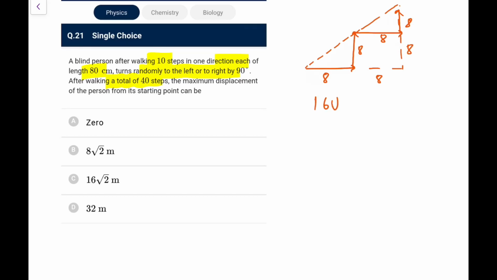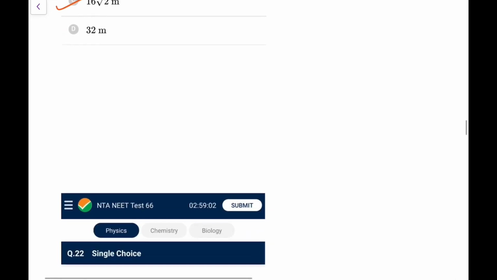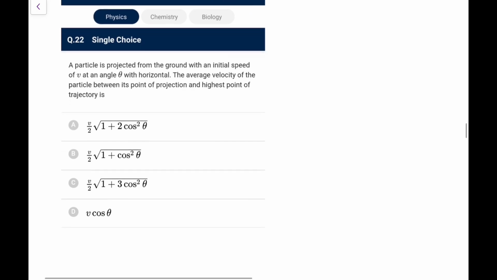So 16 root 2, I can directly make it out. So it is going to be 16 root 2 meter is the maximum possible displacement if in this particular fashion. Next. So it was a good one.